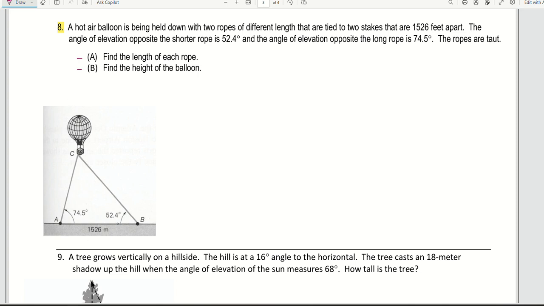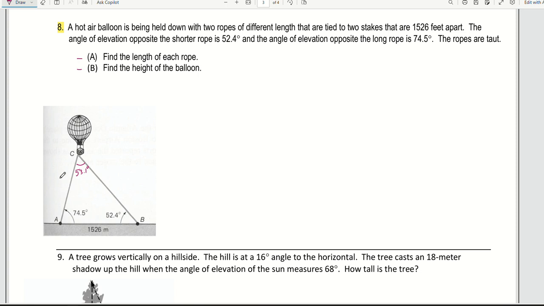So we have this nice diagram here. We actually know angle C. We could figure this out just by doing the 180 trick. All angles add up to 180. So 180 minus 74.5 minus 52.4, we get 53.1 is the angle inside there.